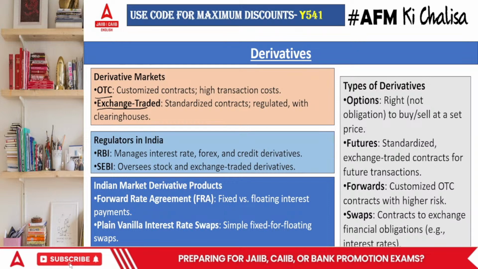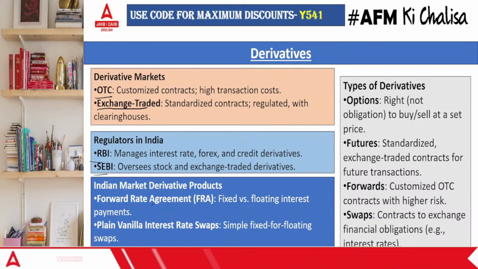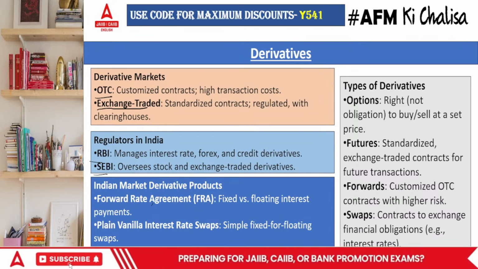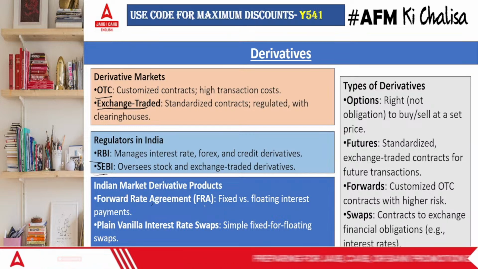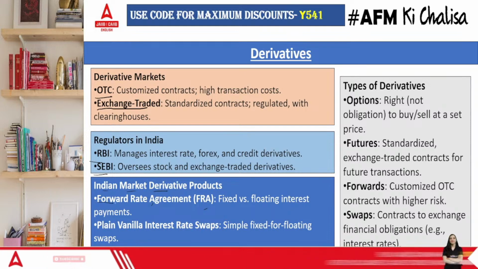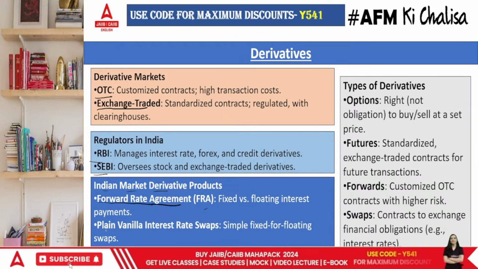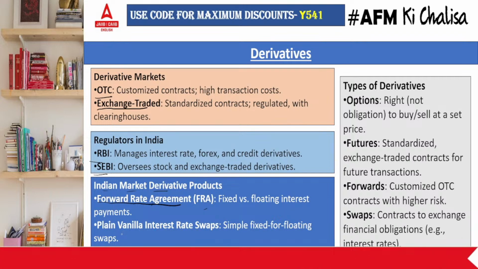Who regulates this market? Either SEBI and RBI. Both these parties are doing that. Even the FIMDA is also regulating, but it is also covered under SEBI. So in this we got about Indian market derivative products, which are basically forward rate products. Matlab you sit down today and say that after 10 years I will pay you money. So then the particular person will wait for that time. That is forward rate agreement.